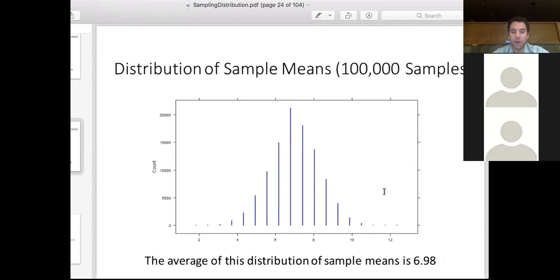As you can see, a very, very Gaussian normal distribution with an average that is spot on, here of 6.98. So it shows that as we increase our sample sizes, we're getting closer and closer to that true population parameter.